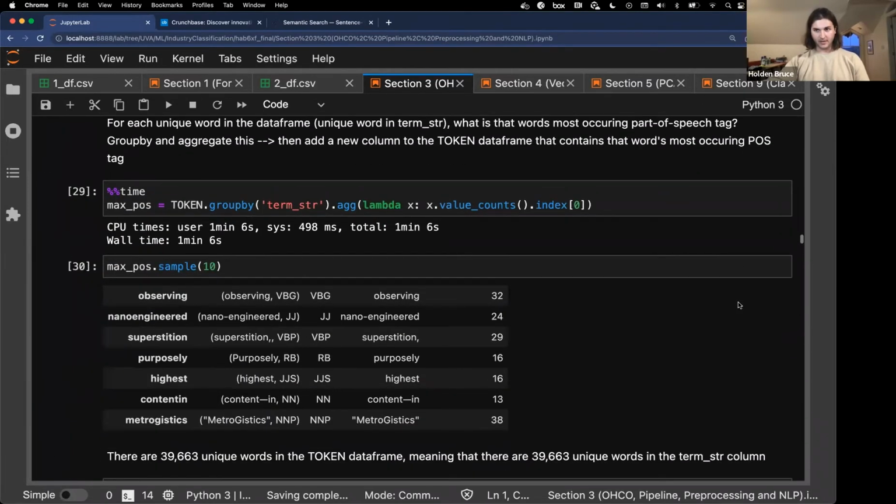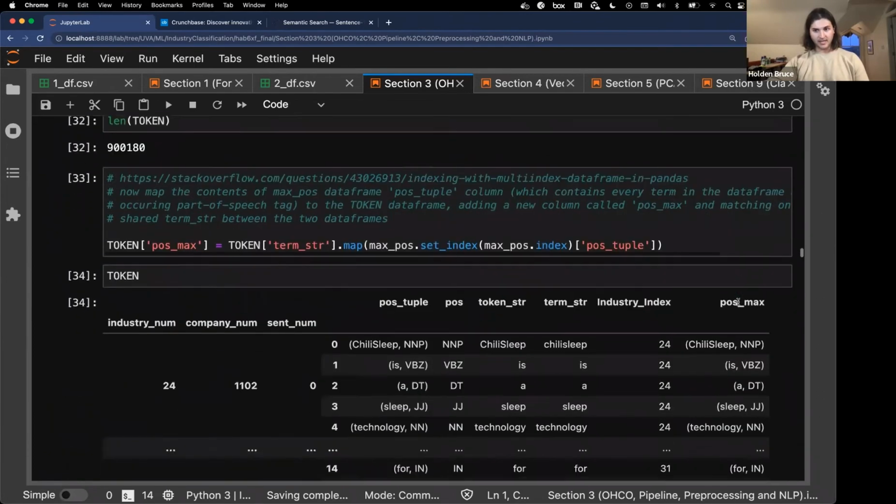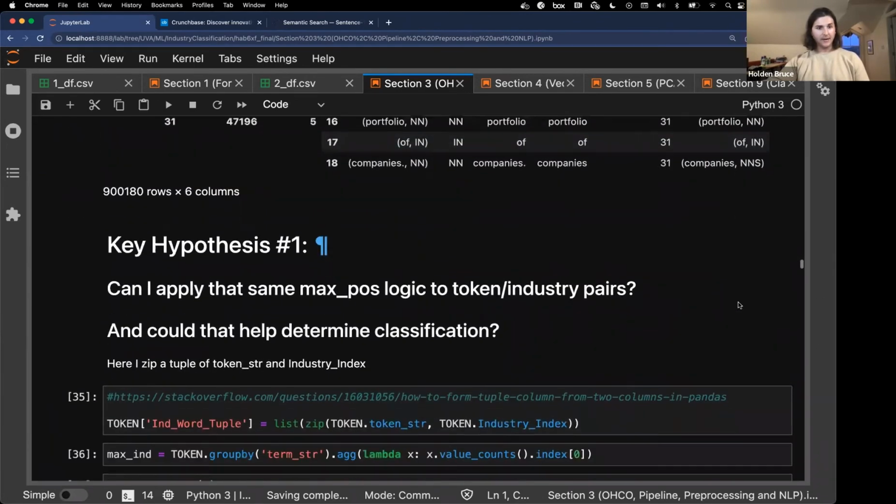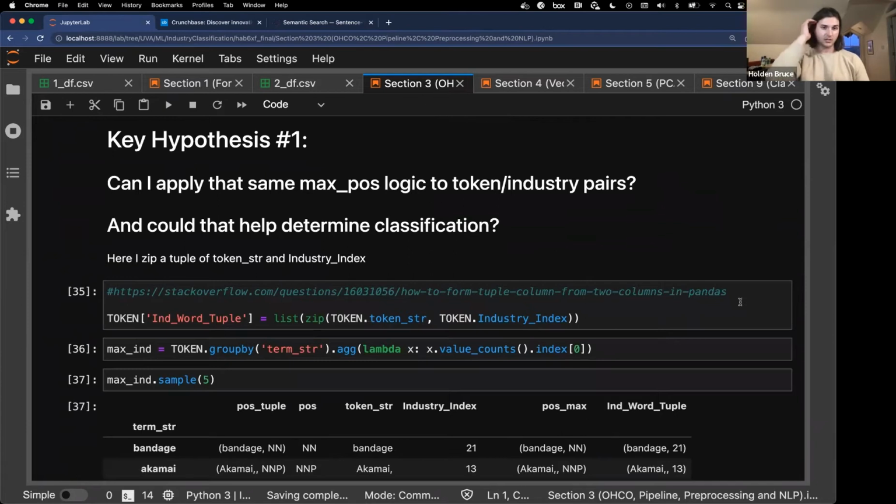Okay, so I'm going to go past a lot of this now because I think I've given enough background. And this gets to my first key hypothesis: can I apply that same idea of using the max part of speech tag to identify the relationship between words and industries? Going back to my initial question of what I'm doing in this project, I'm trying to identify, if there is a description of a company, whether that company is a healthcare company or a tech company.